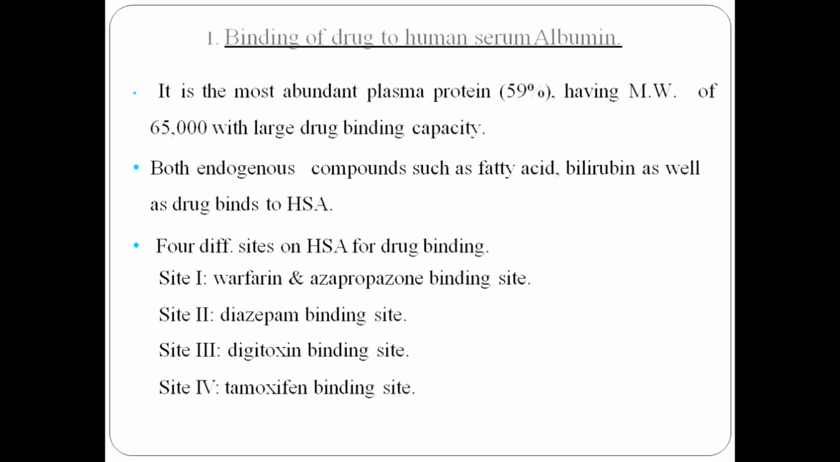So first is human serum albumin. It is the most abundant plasma protein, having a molecular weight of 65,000 Dalton. It has four binding sites for drug binding. Site 1 is for warfarin, site 2 is for diazepam, site 3 is for digoxin, site 4 is for tamoxifen. Both endogenous compounds such as fatty acid, bilirubin, and drugs bind to human serum albumin.